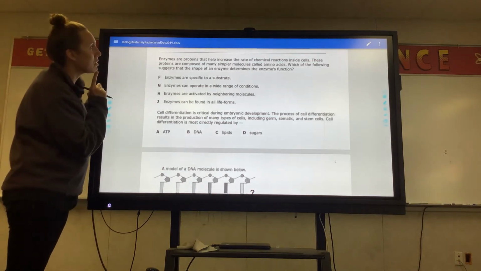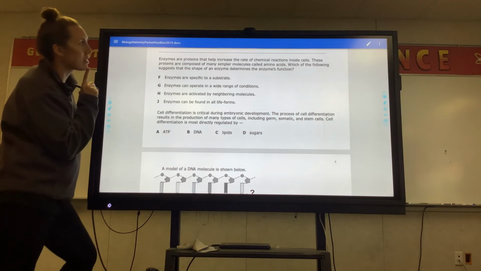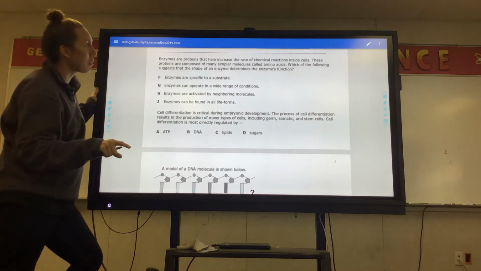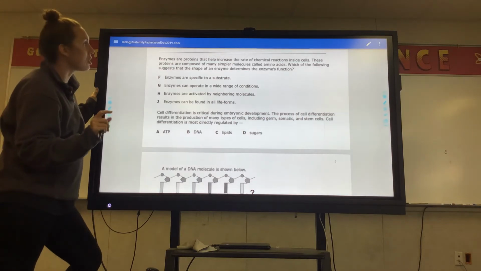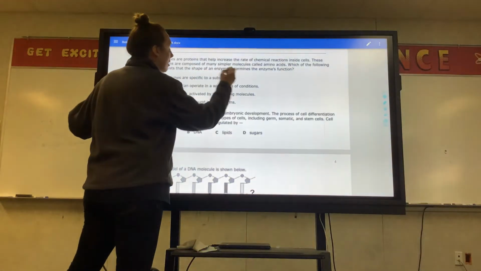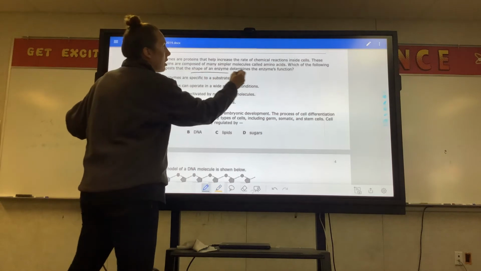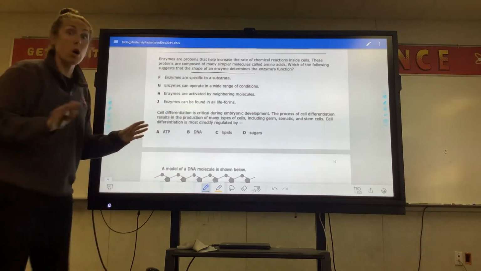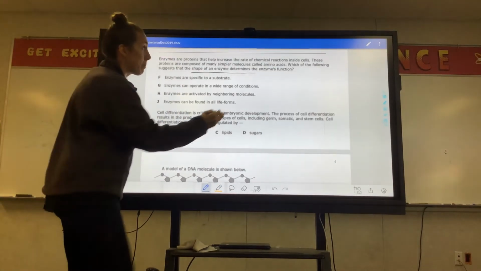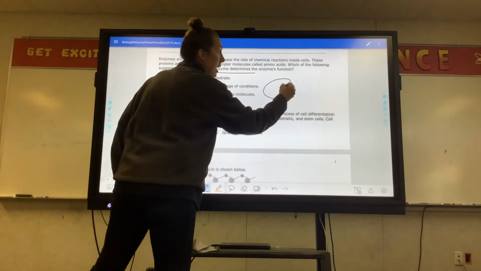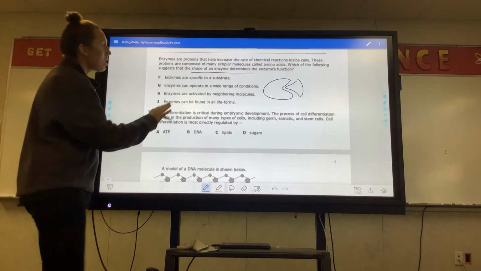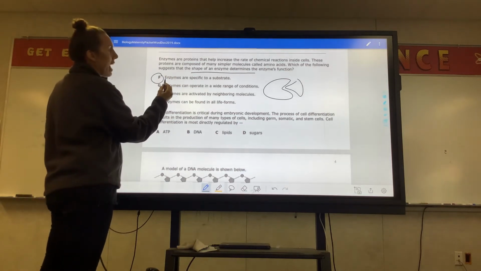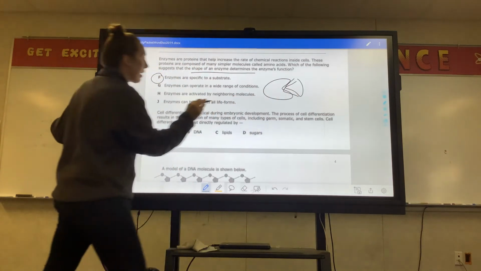Okay, enzymes are proteins that help increase the rate of chemical reactions inside a cell. These proteins are composed of many simpler molecules called amino acids. Which of the following suggests that the shape of an enzyme determines the function? Okay, so all we're talking about is the shape. And remember, if this is the shape of an enzyme, this should be the shape of a substrate. So y'all just walk around. So, F. Enzymes are specific to a substrate. Look, they are specific, okay?